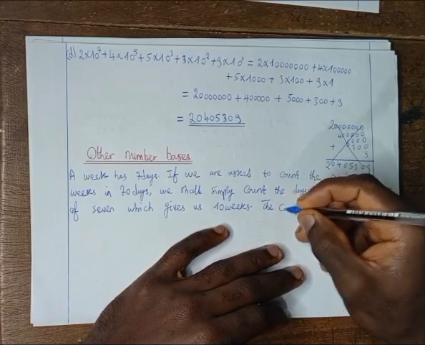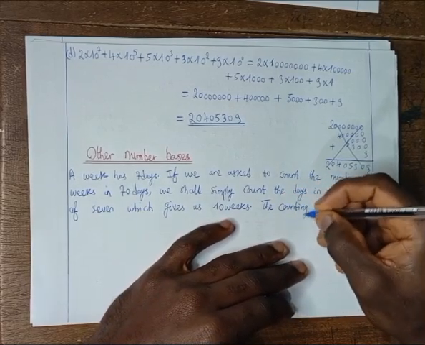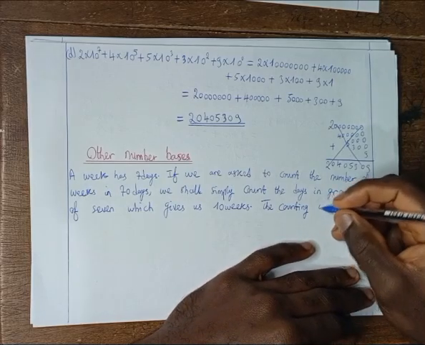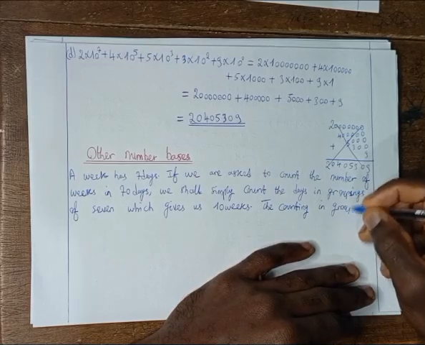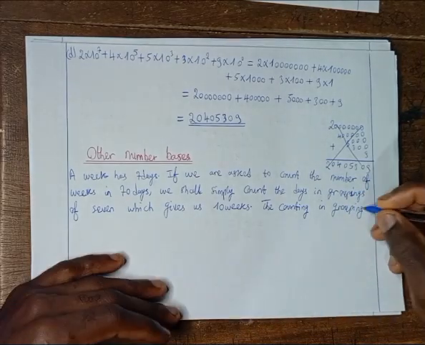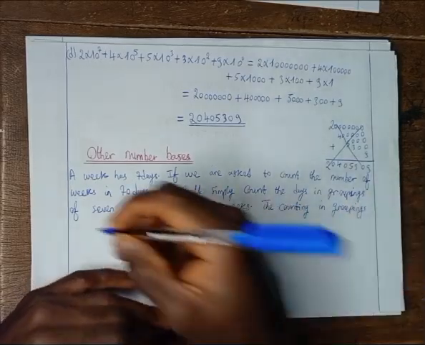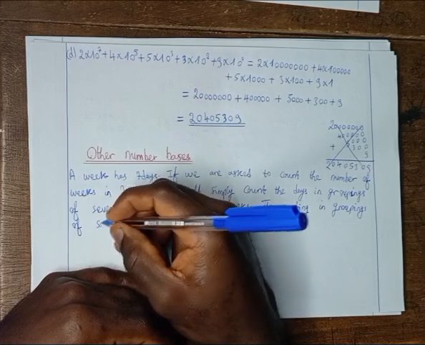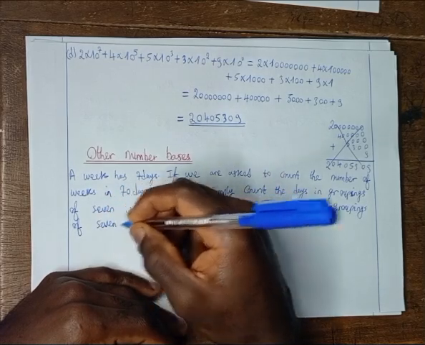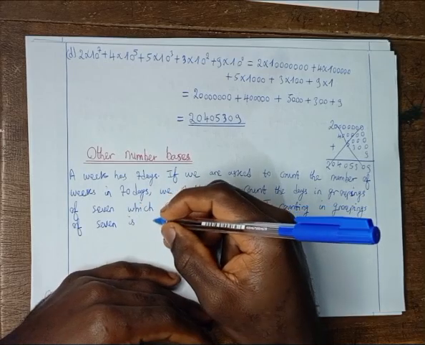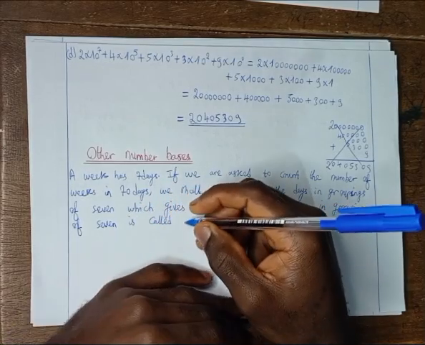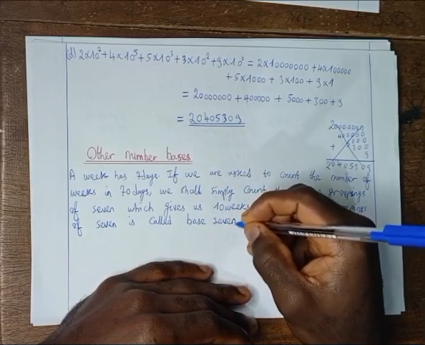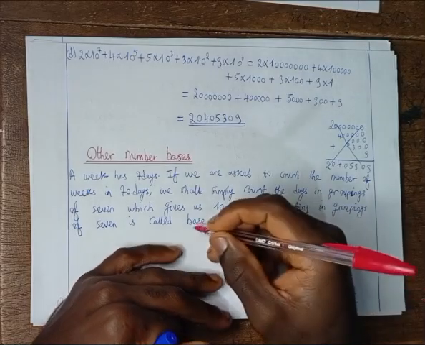Counting, for example, the 70 days, counting it in groups of 7, counting in groupings of 7, is called base 7. It means when you count in groupings of 7, you're working in base 7.